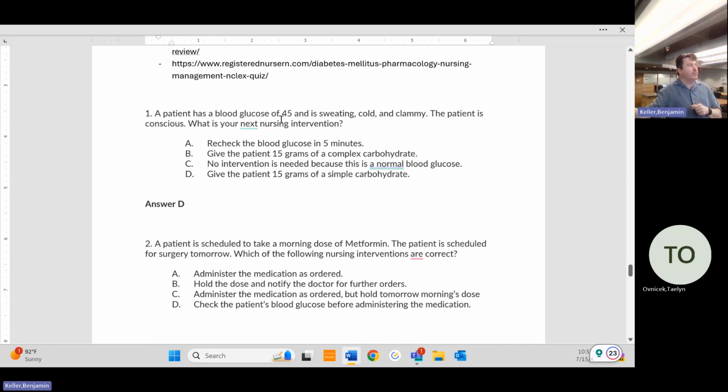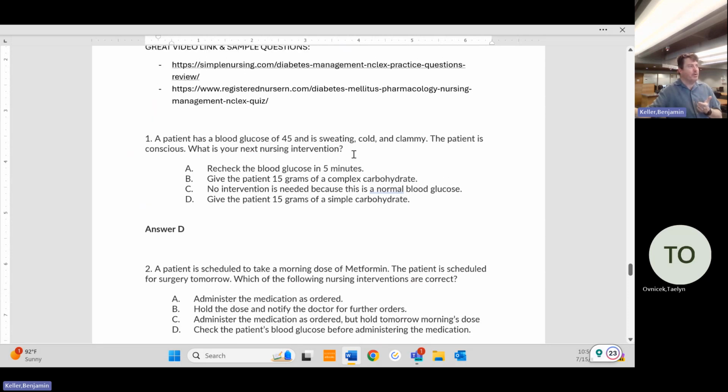So a patient with a blood glucose of 45 is sweating, cold, and clammy. Why is that important? These are signs of hypoglycemia, low blood sugar, right? This person has low blood sugar. The patient is conscious. What's the next nursing action? Do you recheck in 5 minutes? No, because they'll probably become unconscious. Give them 15 grams of carbs? Well, maybe, that sounds really good. No intervention is needed? No, because that would be a normal blood glucose, and this isn't. What's normal? If you said 70 to 100, you're great.